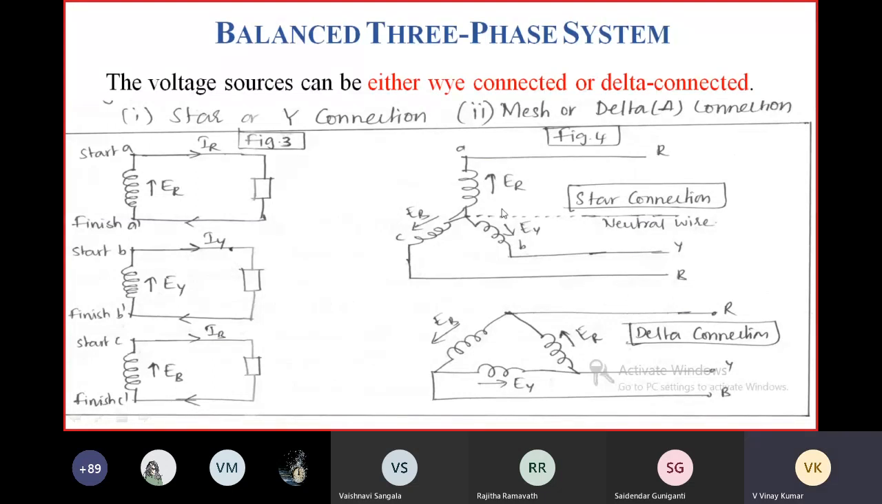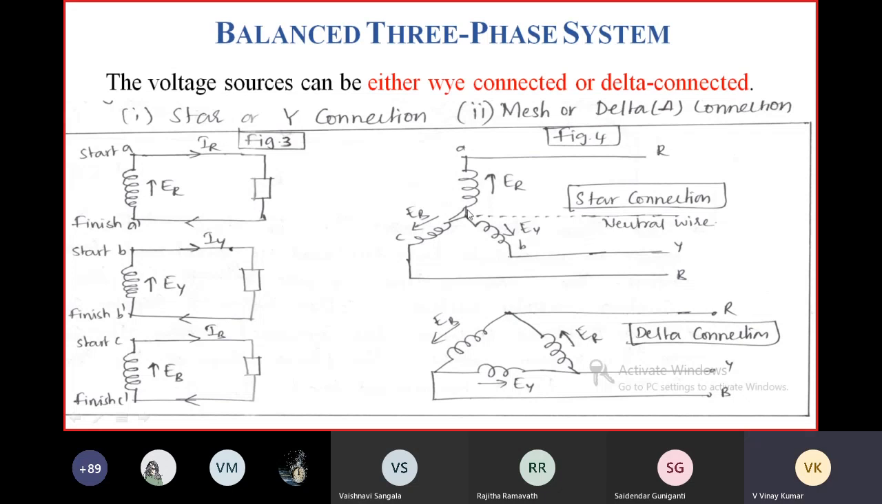We see this phase has 2 ends, this phase has 2 ends, and this phase also has 2 ends: A dash, B dash, and C dash. In order to make this kind of arrangement, that is star connection, connect all similar ends. All similar ends means you connect A dash, B dash, C dash together.